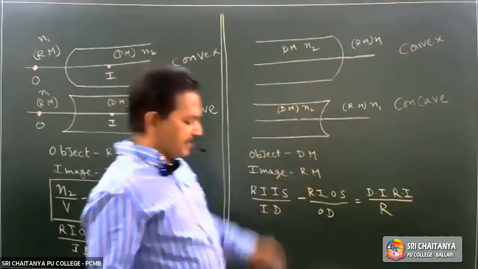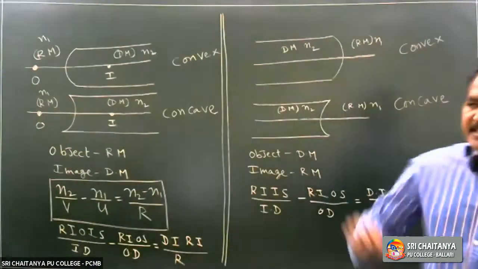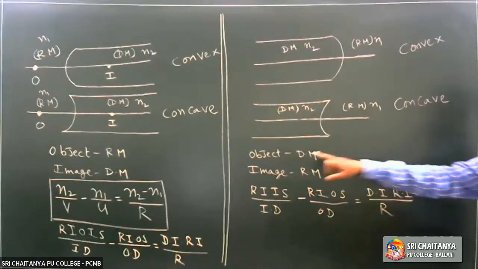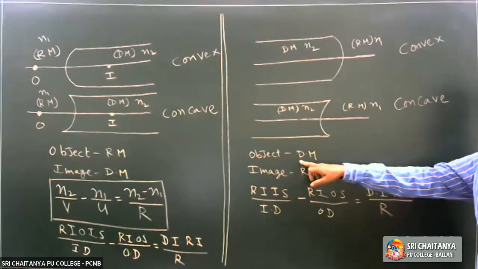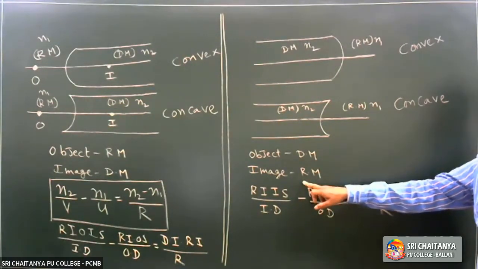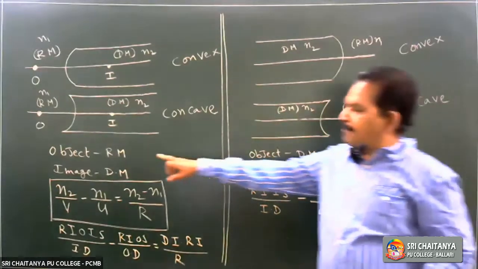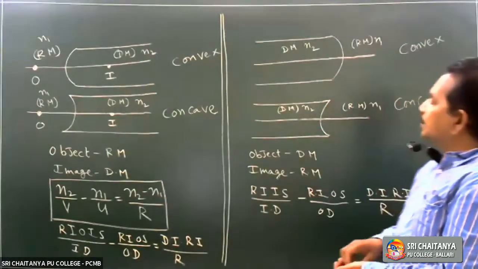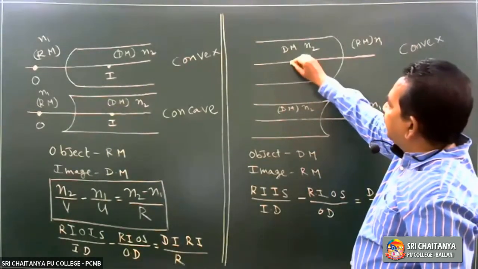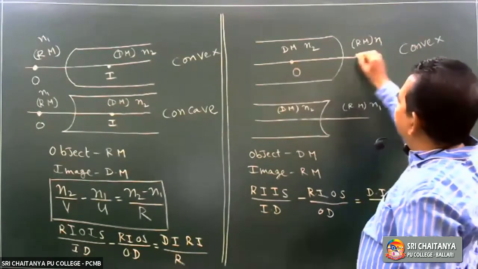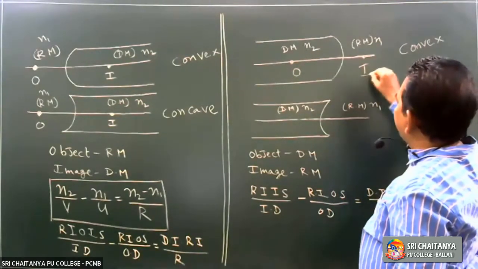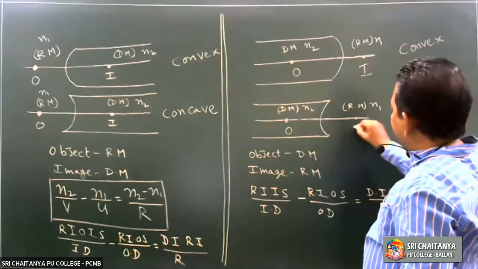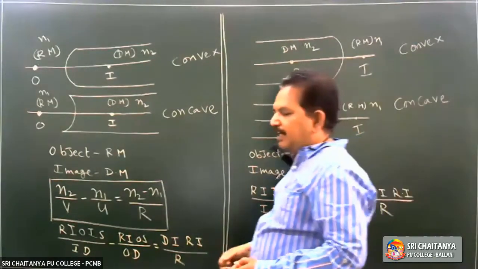Here, second case, case 2. This is a convex spherical surface, this is a concave spherical surface, but the object is in the denser medium and the image is in the rarer medium. In the previous case, the object was in the rarer medium and the image in the denser medium. So here the object will be in a denser medium and the image will be in the rarer medium.